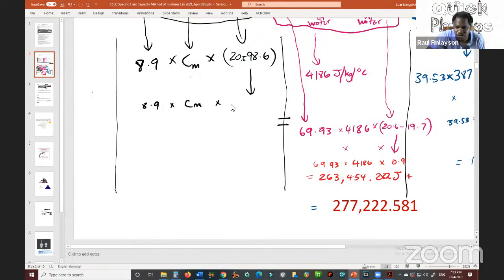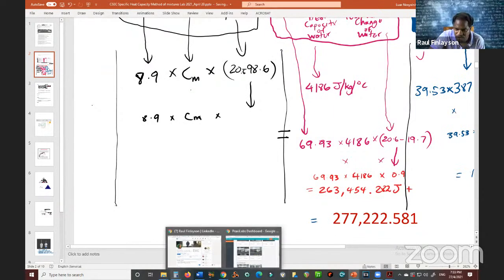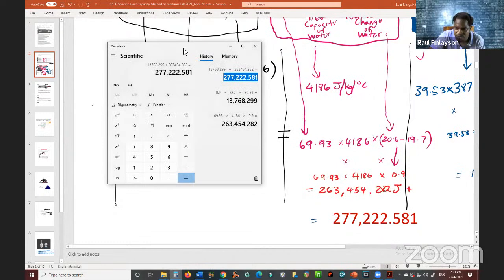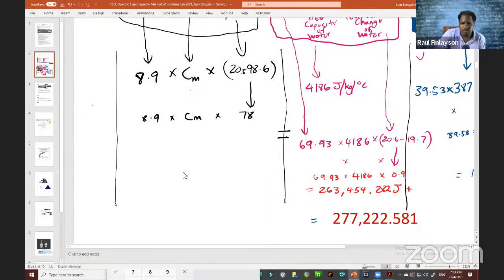All right, so this is going to have a negative number, as remember the final temperature minus the initial temperature is the temperature change. So the final temperature was 20.6. When I take away 98.6 from that one, that should easily give us 78. Didn't think I needed a calculator for that one. But it's negative 78.